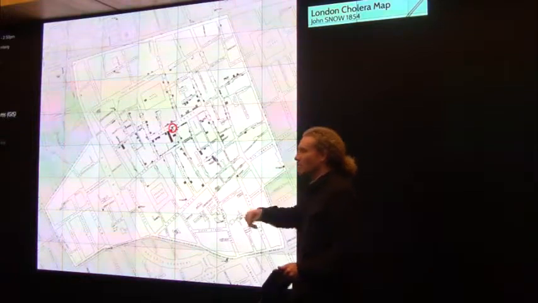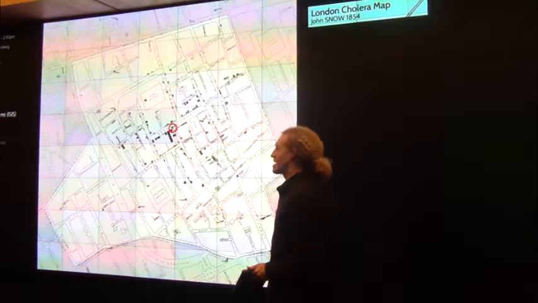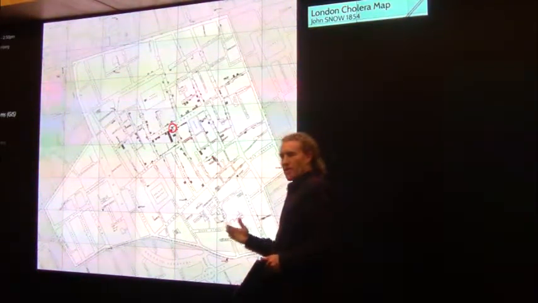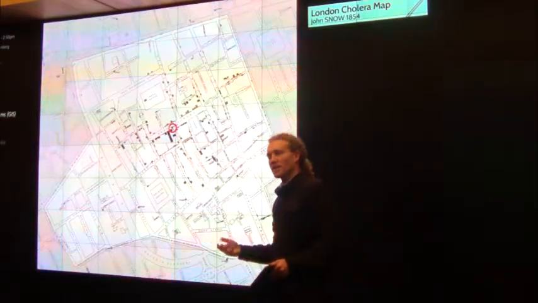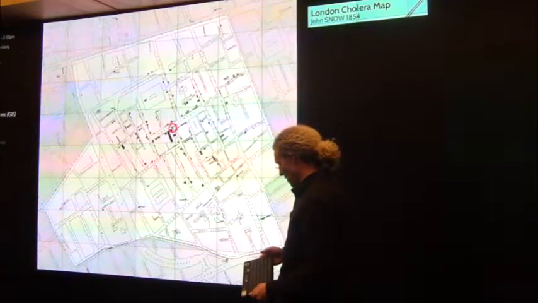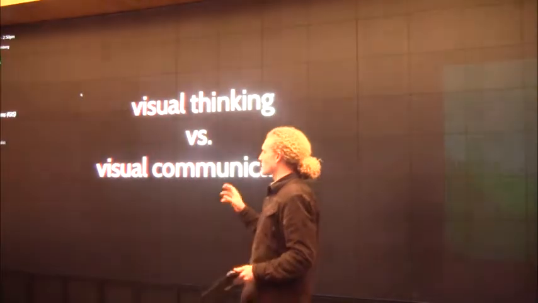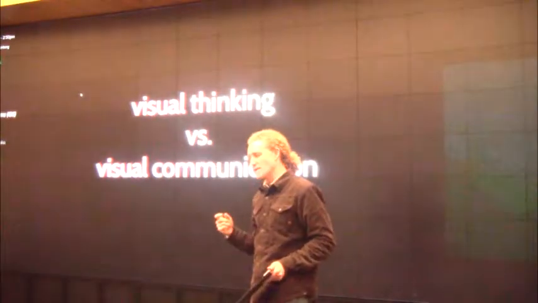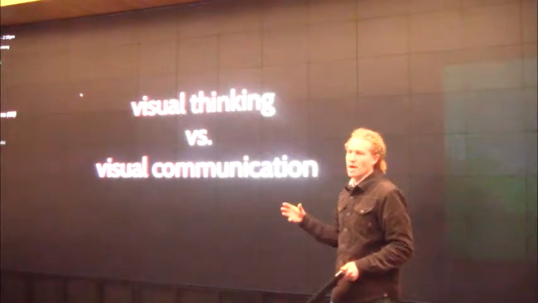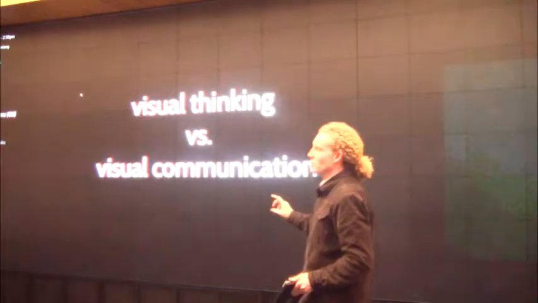They shut down the pump, they took off the pump handle, and the cholera epidemic subsided. So it was the first use where you saw an information graphic be about exploring a question, exploring an idea, rather than just simply communicating what is already known. This is a point where I want to make a solid distinction. This is what largely the last 30 years has been about in information visualization. It's the distinction between visual thinking and visual communication.